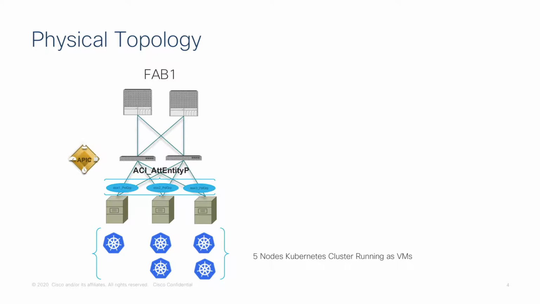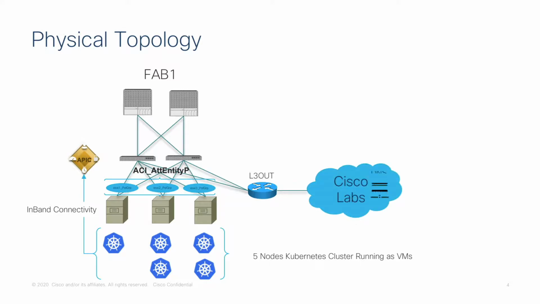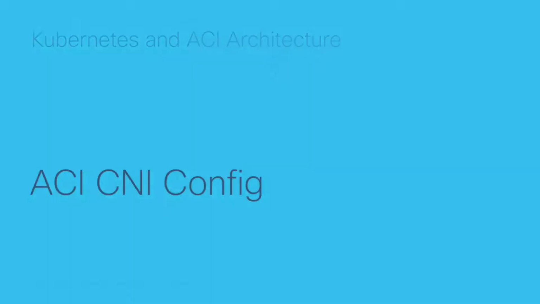The ACI CNI control plane also needs to communicate with the APIC. In order to do this, I will provide connectivity via in-band management EPG. Lastly, an L3 out is also provisioned for external connectivity. The same L3 out will be used for access to the internet as well as my local resources, like my DNS server and client access.